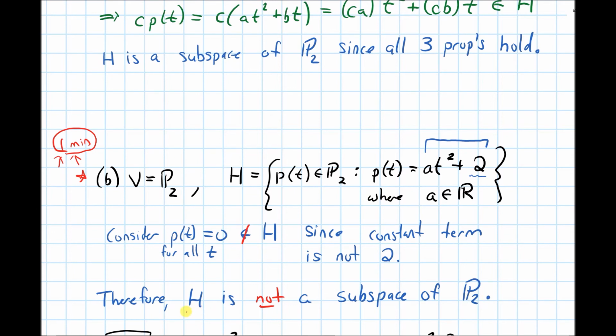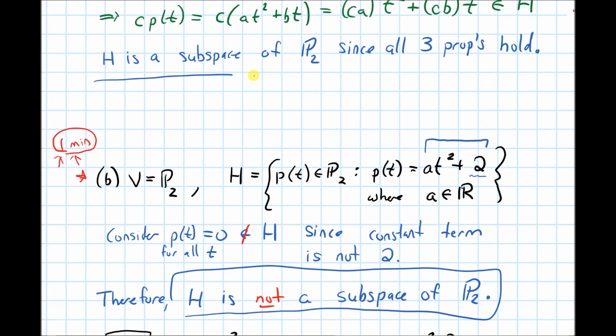Okay, so H is not a subspace of P2. Let's box that. And let me go ahead and also box in our answer from part A. So again, just to reiterate, if I want to show something is a subspace, I need to check all three properties and make sure they all hold. If I want to show something is not a subspace, I just have to find one property and show that one property doesn't hold. In part B, we kind of got lucky, and the first property we checked ended up showing that it wasn't a subspace.